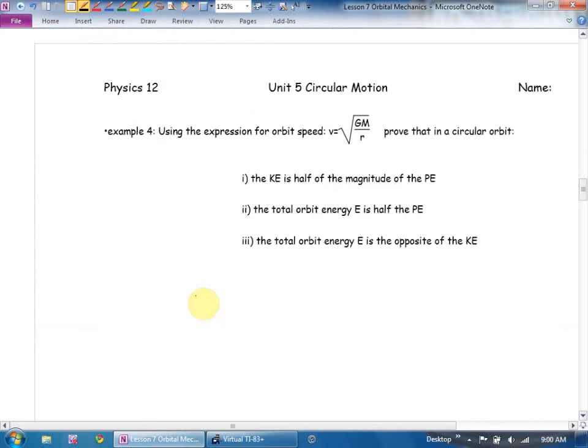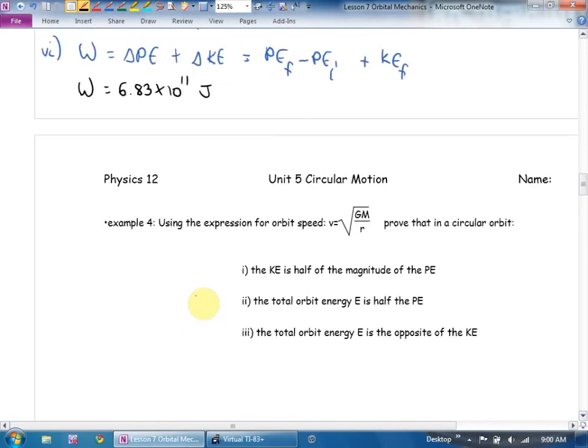Oh, move that there. Next page. Example 4. It says, using the expression for orbital speed that v equals that, prove that in a circular orbit, kinetic energy is half the magnitude of the potential. Did we notice that on the previous question? The total orbit energy is half the potential. Did we notice that on the previous question? The total orbit energy is the opposite of the kinetic. Did we notice that on the previous question? Well, then I'm not going to do that. Turn the page.